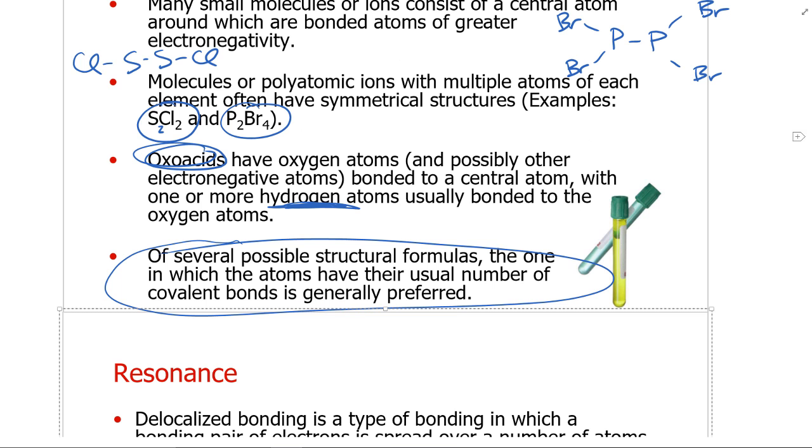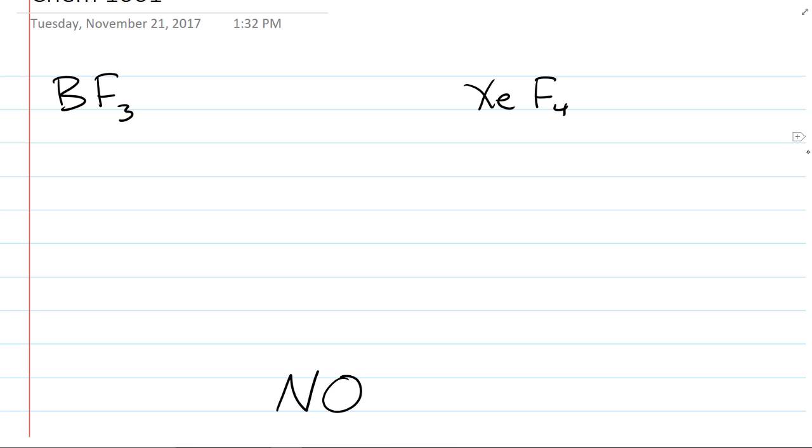So to write these out, we come back here to the BF3. Boron, of course, is one that can have less than a stable octet. So if we're going to place an element in the center, the one that's going to go in the middle is going to be boron. So we put the B in the middle. We surround the boron with the 3 fluorine atoms.